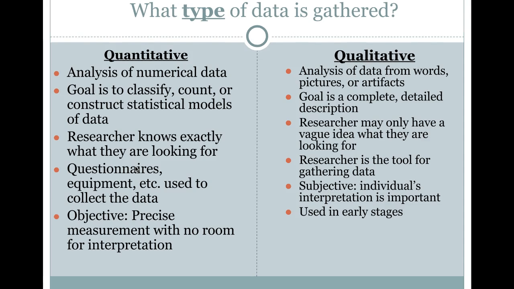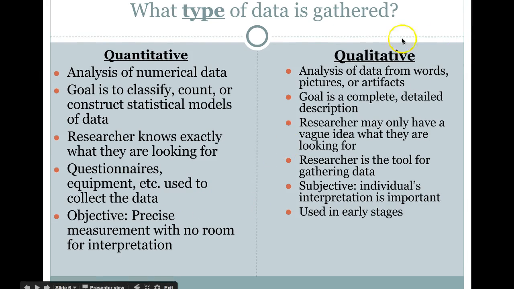So what type of data is gathered? You have two options. One is quantitative and the other one is qualitative. I'm sure at some point in your lives in school you've heard these two terms before. Quantitative is the actual numerical data, the hard data that you are looking for, using questionnaires, equipment, collecting data. The researcher knows exactly what they're looking for. You analyze this data, and you want to classify, count, and organize, and construct some sort of models of data, some graphs, some charts. It's very objective, meaning there's a precise measurement, there's no room for interpretation, the numbers are exactly as they are, and they're to be interpreted as such.